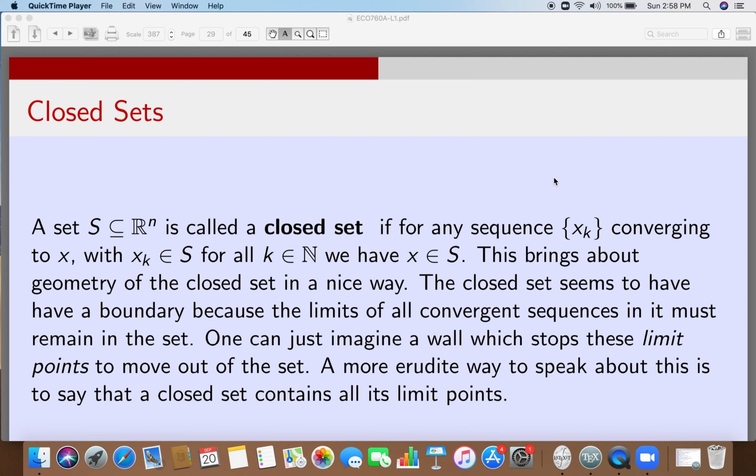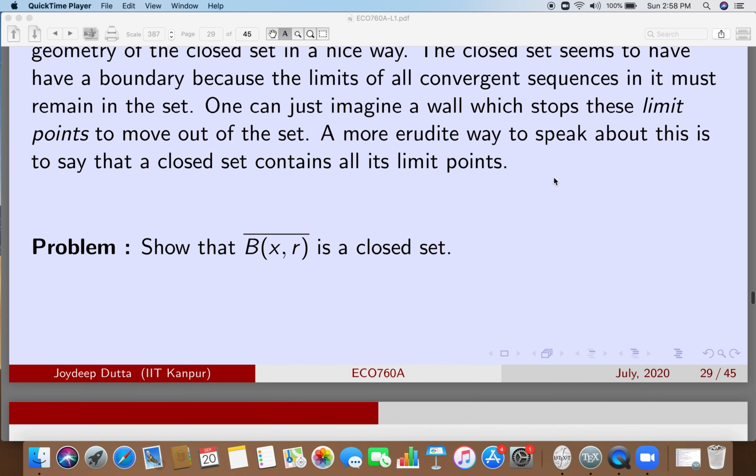But if you just consider your garden to be the one without the boundary, then your final destination would go and hit the wall, and it'll go outside your chosen zone, just as we did with the 0, 1 interval. So the boundary is kind of a wall which stops these limit points from moving out of the set. As I've written here, a more erudite way to say this is that a closed set contains all its limit points.